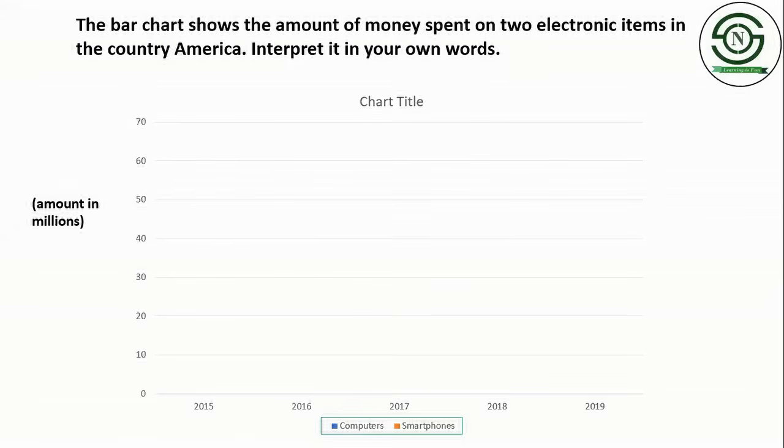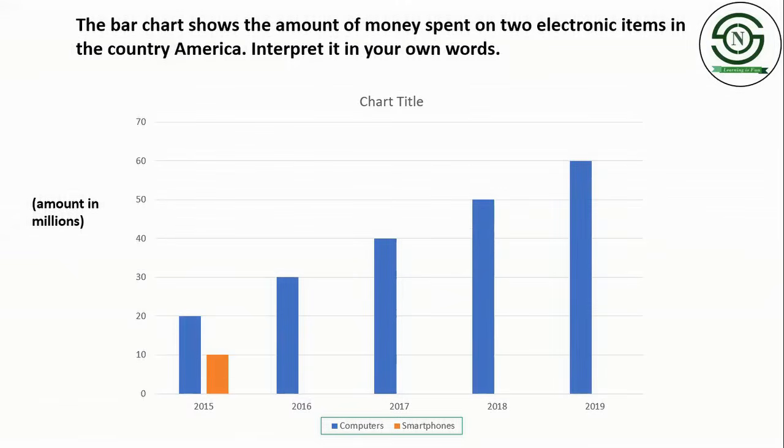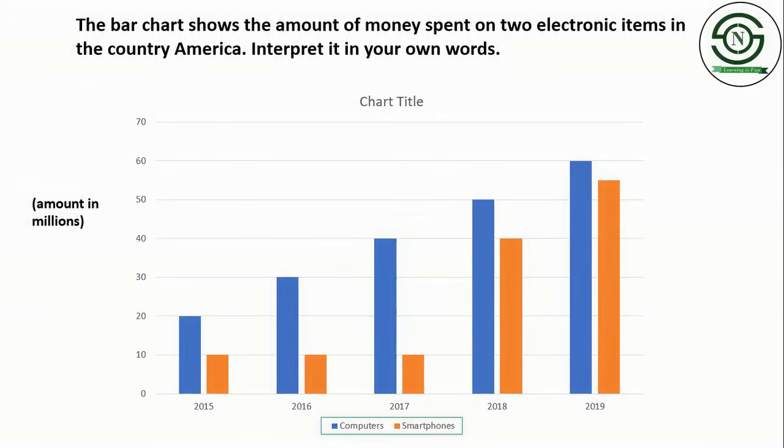Well, whenever you get the question, your first job is to read the question. And the question says, the bar chart shows the amount of money spent on two electronic items in the country America. Interpret it in your own words. And look at the bar graph. As you look at the bar graph, you can see the amount of money spent on two electronic items, computers and smartphones, from 2015 up to 2019. So always look at the bar graph carefully.